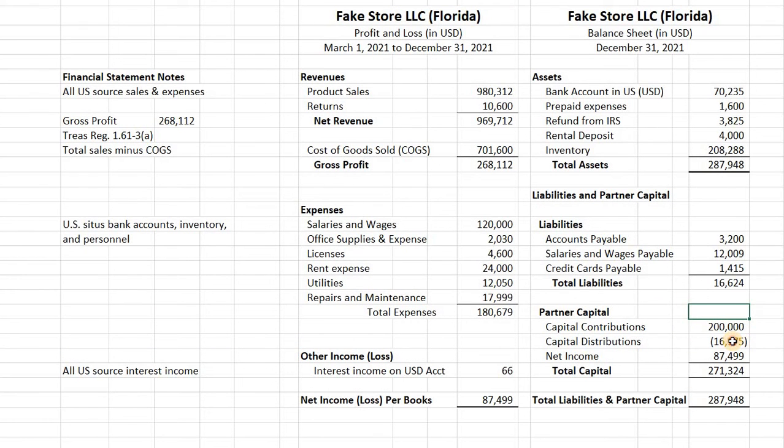Now the other thing to highlight here is the distribution. Remember, on the fact pattern, this is the entity that's generating the ECI, and so we had the tax payment, the withholding on the ECI allocated to Jane, being applied as part of her distributions at this level. So that's only being applied to Jane's capital account. It's not going to John's capital account. And then the net income number simply flows from there.